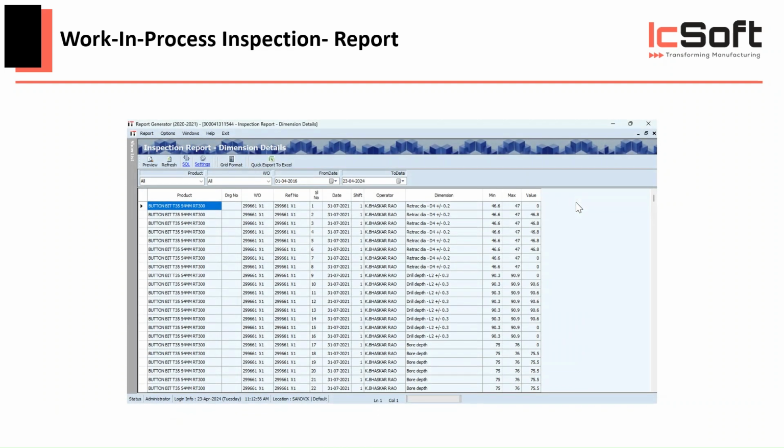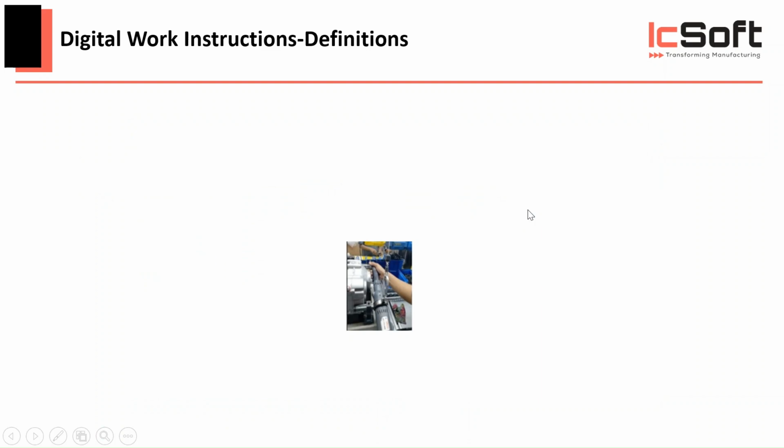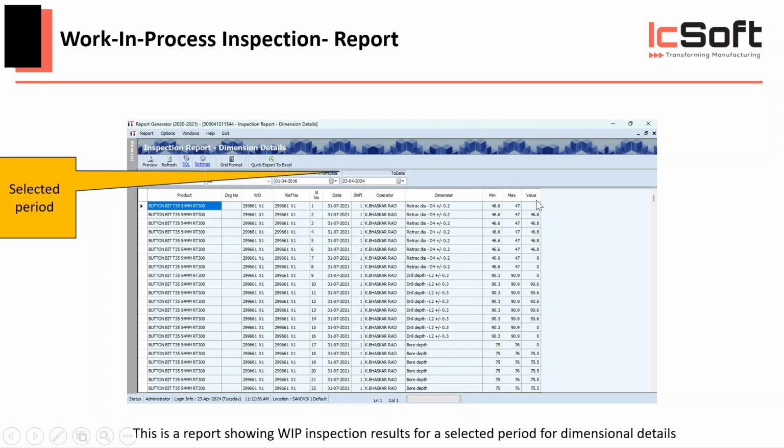Having completed all these inspections, it is possible to see the results of all WIP inspections for a given period. So we select a from date and to date here, and we select a particular test. So here we are talking about the dimensional details. So at a glance, we can see how we have performed or how the item has performed against this test for a given period. So those observations can be seen in these columns.